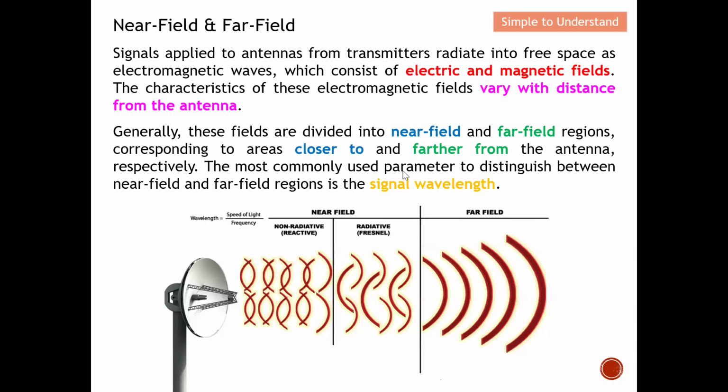From here you can see that these are the two zones that we classify. Basically, the field can be either near field or far field. This is the divider between near field and far field. This divider corresponds to the signal wavelength, which I'm going to discuss later on.